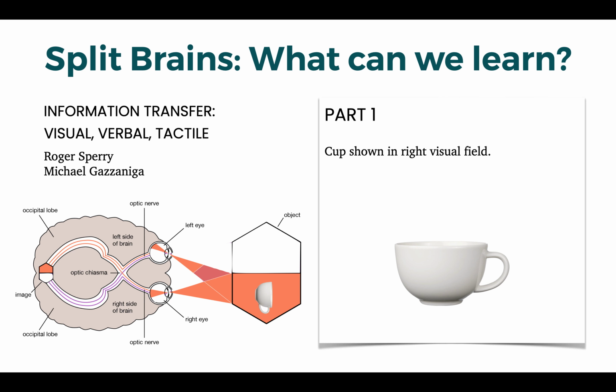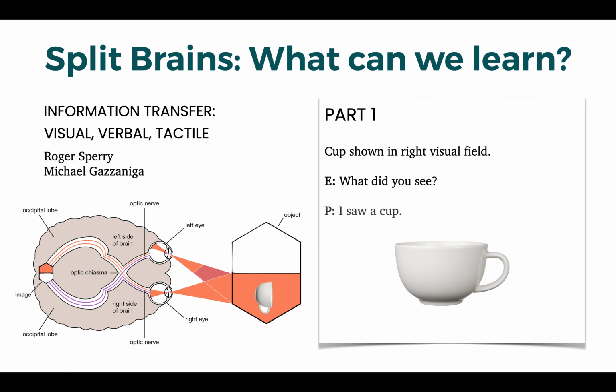So you have a cup shown in the right visual field, and then the experimenter asks, "What did you see?" And the patient says, "I saw a cup." Good. We have the visual information being fed into the part of the brain that has our language information in it. They're able to label the cup.